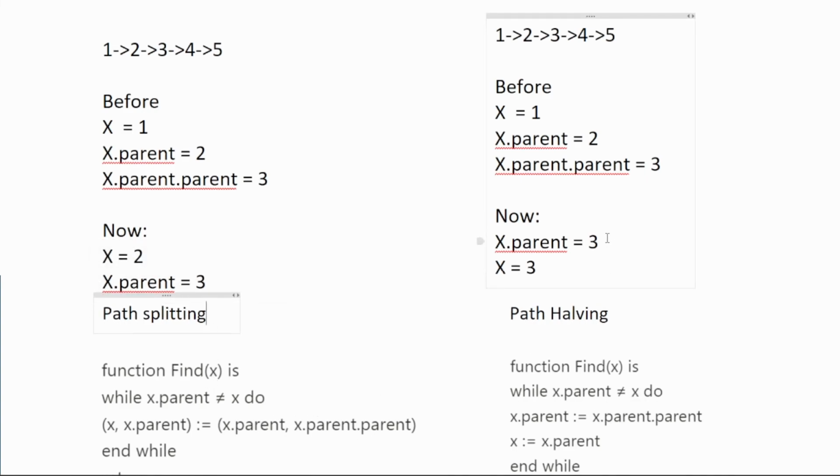However, over here, what we're doing is that we are first assigning x parent equals x grandparent. So x parent equals 3. Immediately, we're assigning x equals x parent, which means that it is also 3.